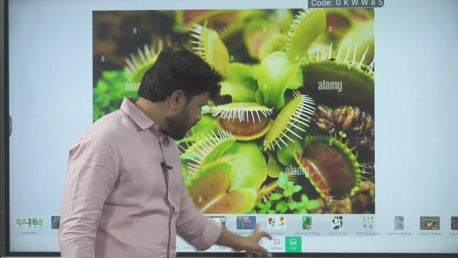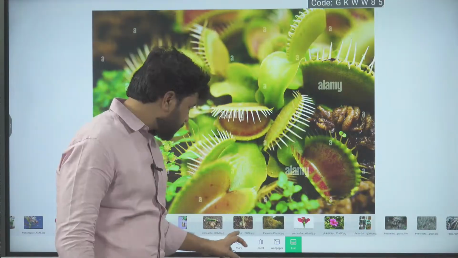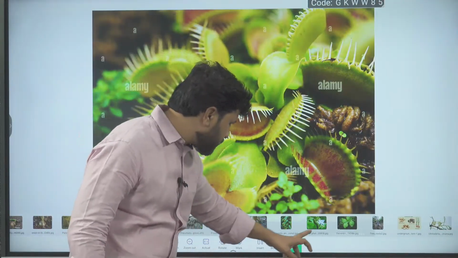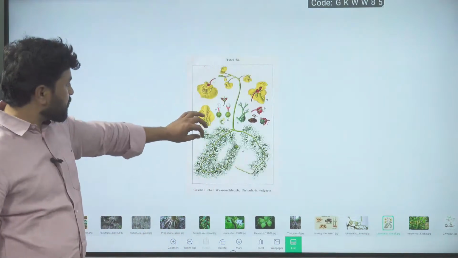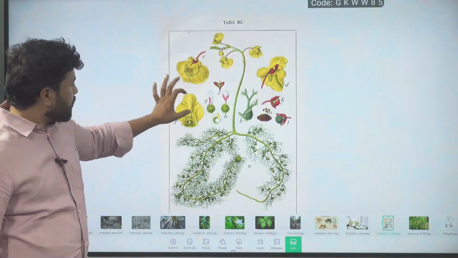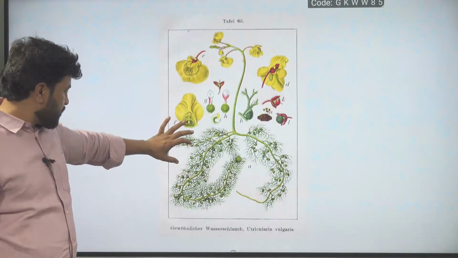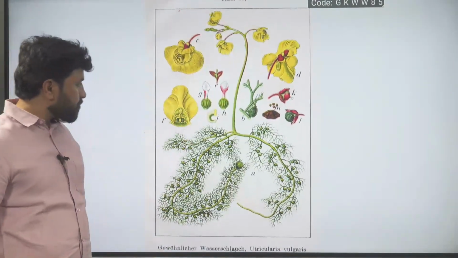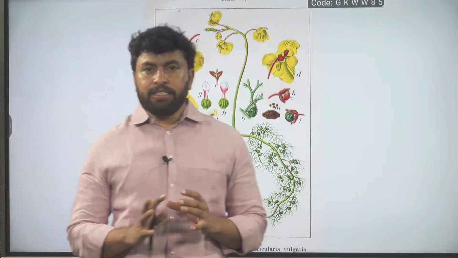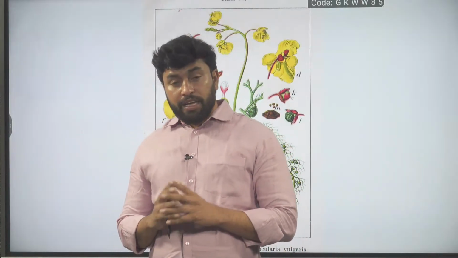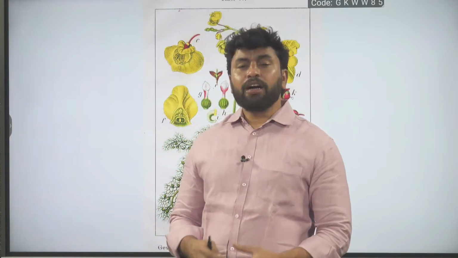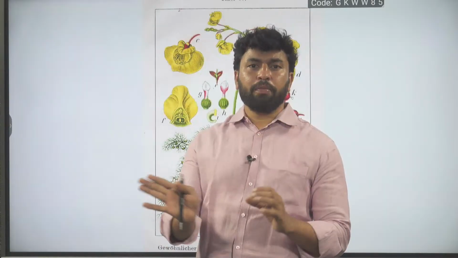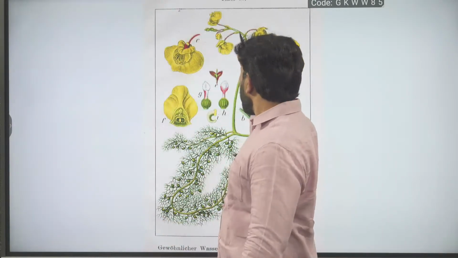Utricularia, commonly called bladderwort. Let me take it. Utricularia is an interesting plant. Generally, Utricularia, commonly called bladderwort, is an aquatic plant. It has stolons. You know stolons? Those parts of the stem which are near the water or near the soil, which help the plant to be propagated. This is the main stem.